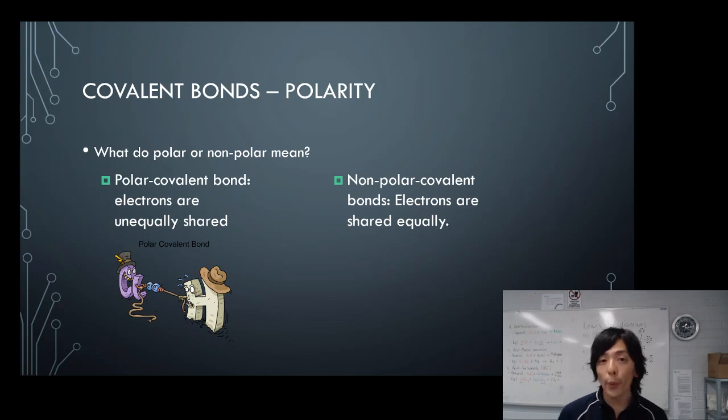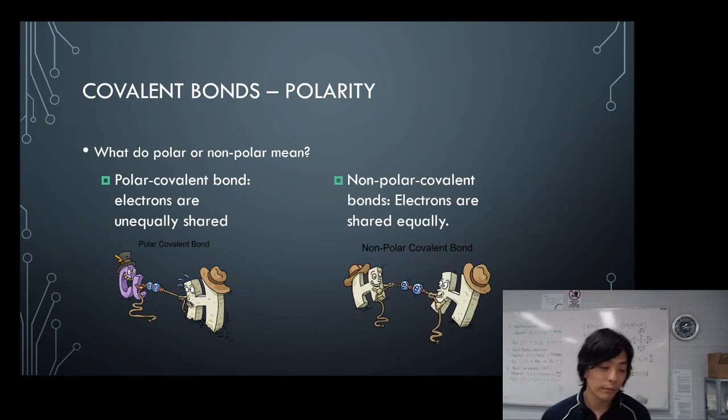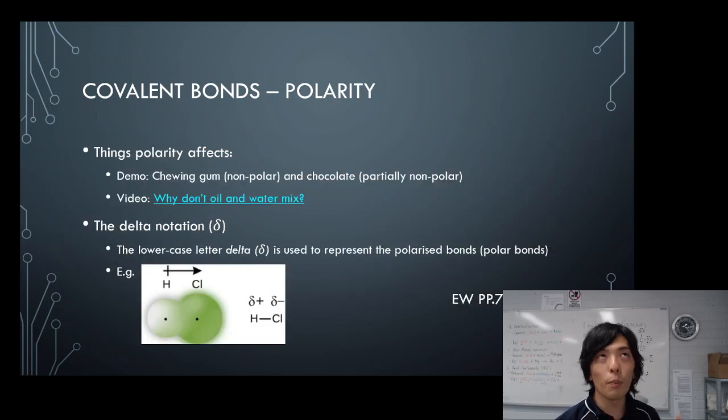Whereas in non-polar bonds, electrons are shared equally. So something like between hydrogen atoms, like what's shown in that diagram there. So two hydrogen atoms are sharing electrons with equal power. If you had Cl and Cl, you would expect the same as well. They would be sharing or pulling the electrons with the same force. So that's considered non-polar.